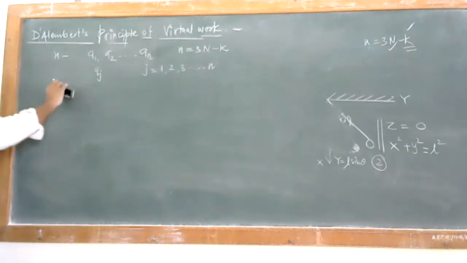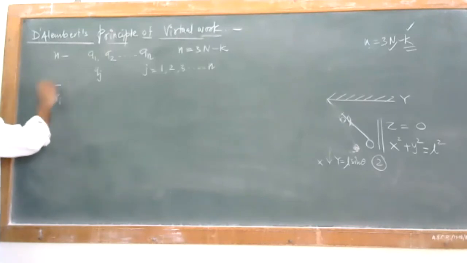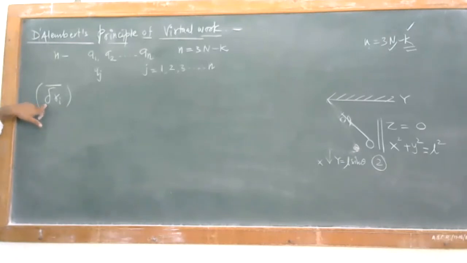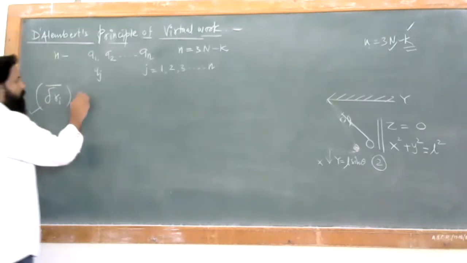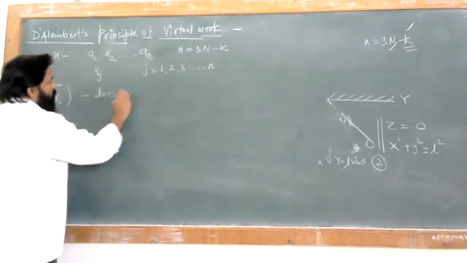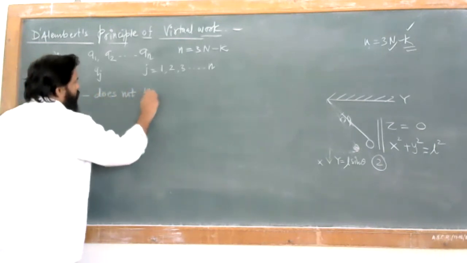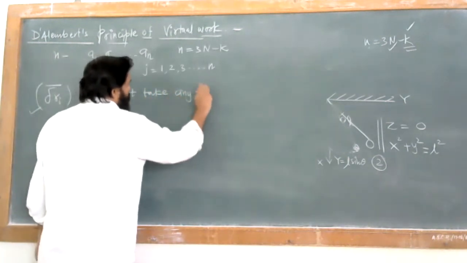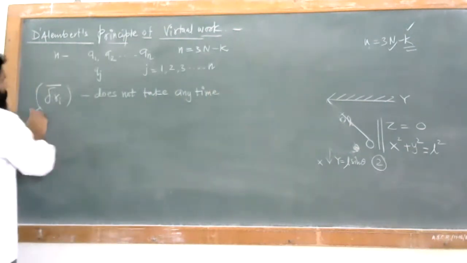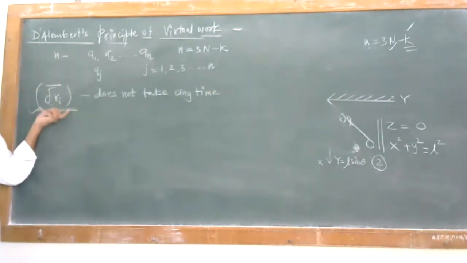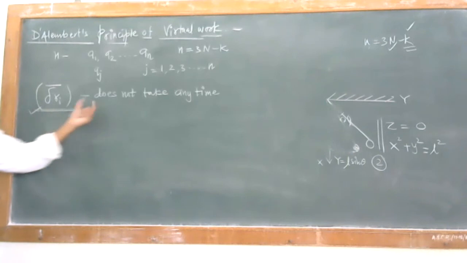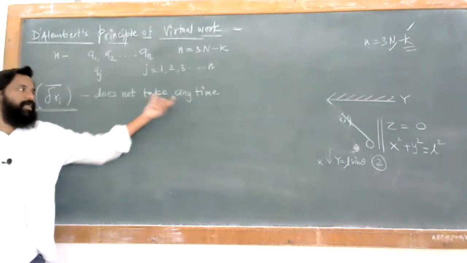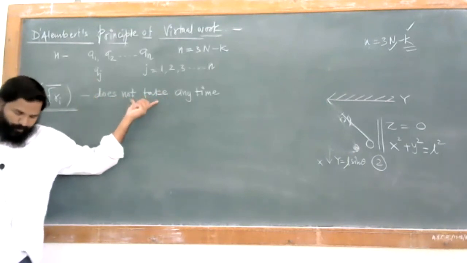तुमची जी काही सिस्टम आहे, it can undergo a small change delta r in such a way that it does not take, this is important, any time. A system undergoes a small change delta Ri, in such a way that it does not take any time.